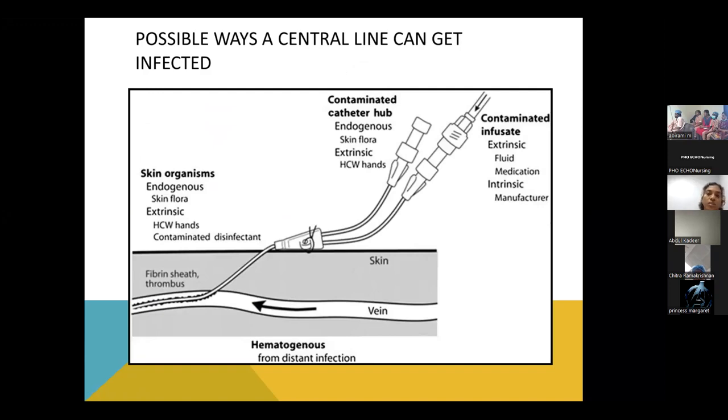So how does our central line get infected? If this is a central line which is inserted through the superficial skin into the vein, the most common way of infection is the endogenous skin organisms.